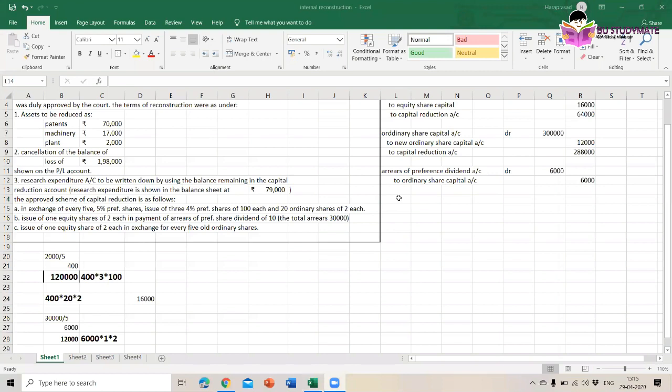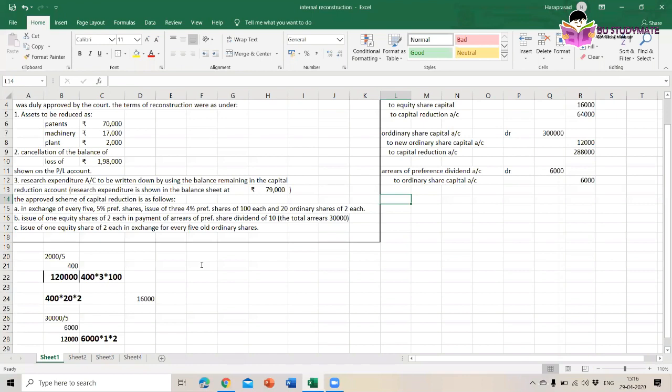Here, arrears of preference dividend will come to 6,000 rupees, and we are giving it by issuing ordinary share capital of 6,000 rupees. Because it is saying that issue of one equity share of rupees 2 each in payment of arrears of preference dividend of rupees 10. Dividend amount is how much? 10. And total arrears is 30,000. So we have to calculate it like that.